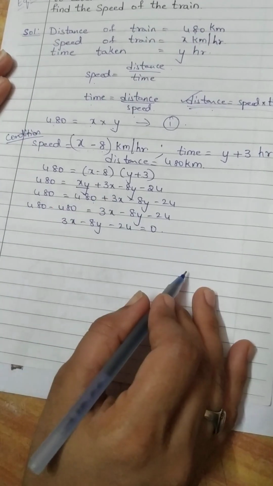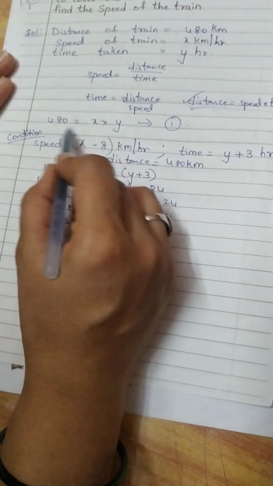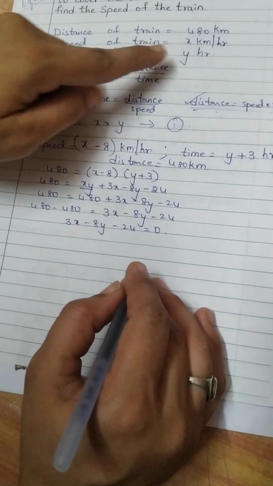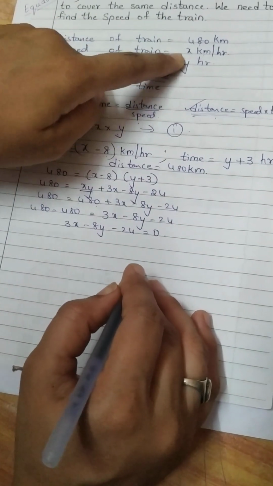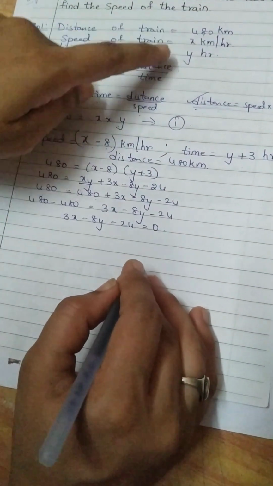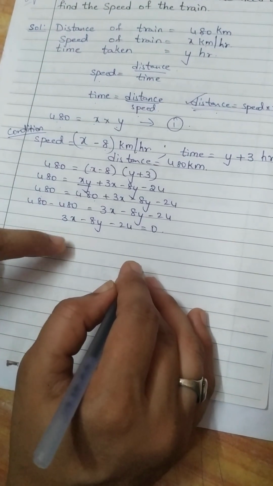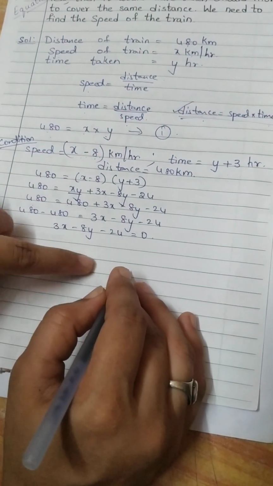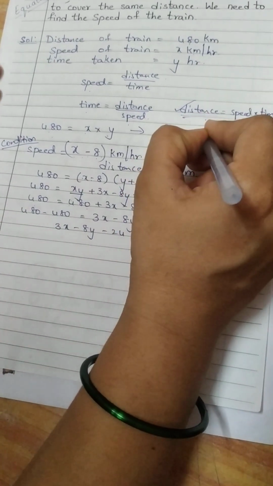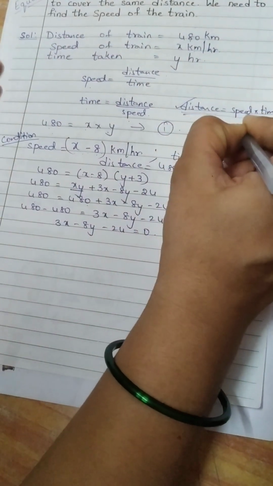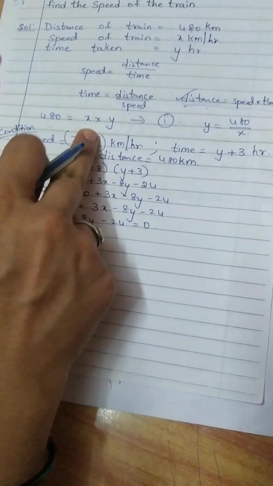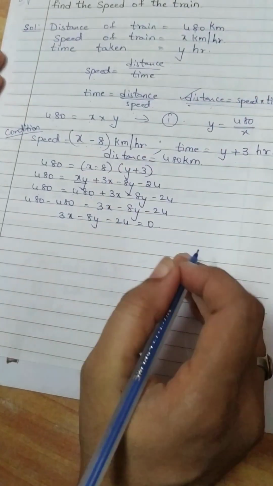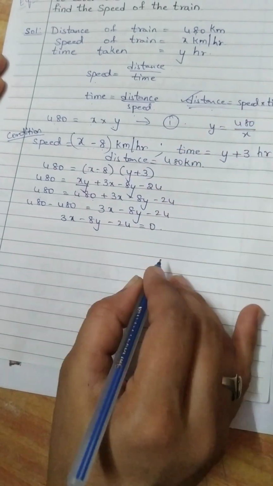You can solve it in any means, children. Suppose xy equals 480, you can write. Now what do you need actually? You need speed. They asked us the speed. Speed means what? X. If all the terms are in x values, you will get x. So you write here y equals 480 by x. Write this equation in form of y, that means in terms of x.